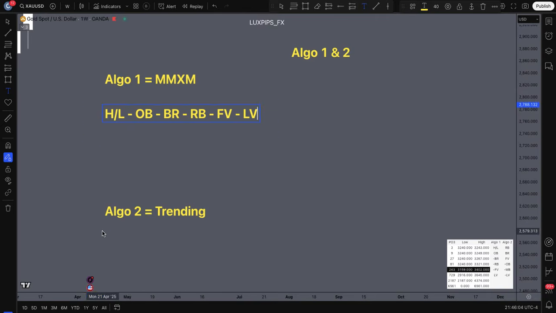Algo 2 is rejection block to breaker, FEG, to the opposing order block, premium mitigation, and the premium liquidity void. So, Algo 2 is another variation to this.